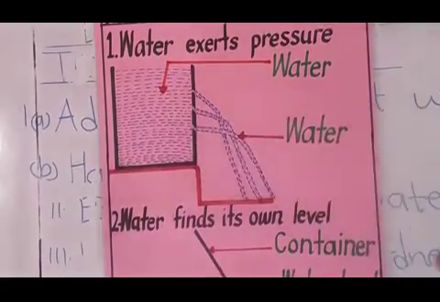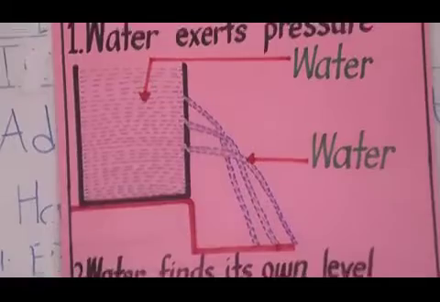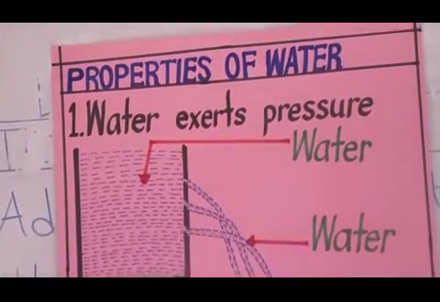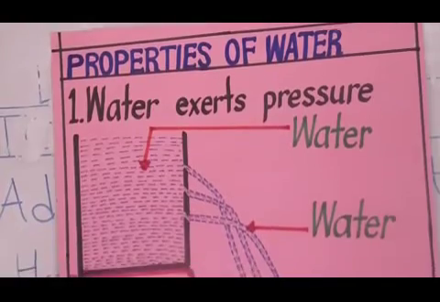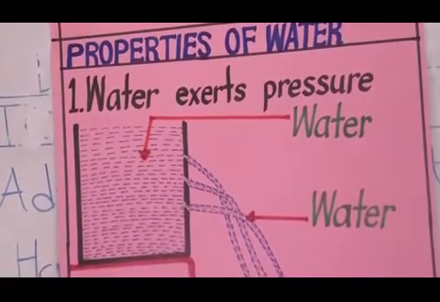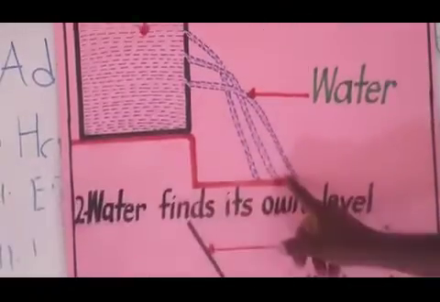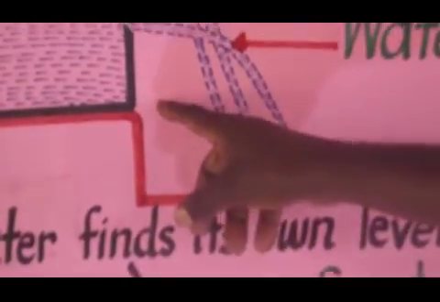Now, in a container, the pressure in water increases with an increase in the depth. When water is put in a container, the pressure increases with an increase in depth. Then, when you see here, water is flowing at a higher pressure and is moving farthest away from the container compared to other flows here. Then two, water finds its own level.